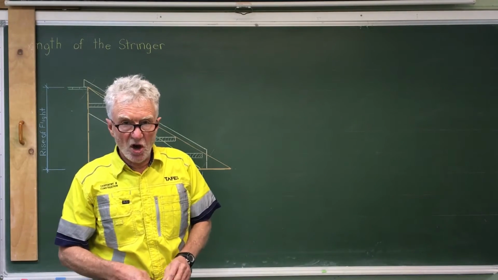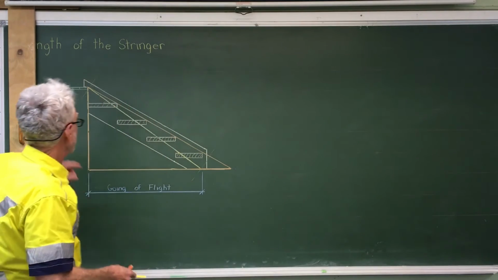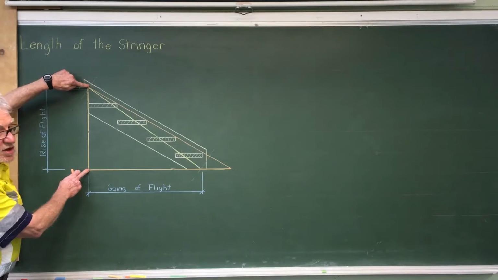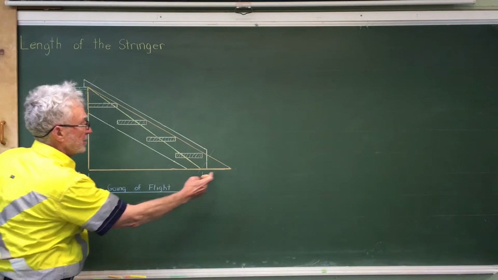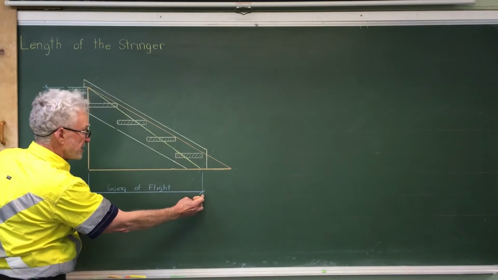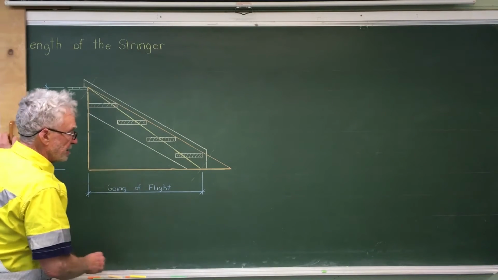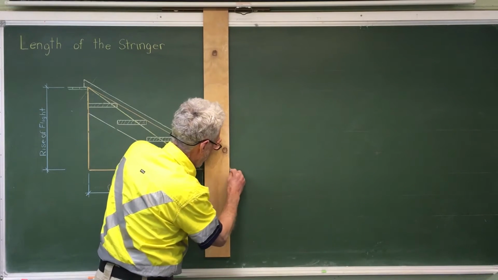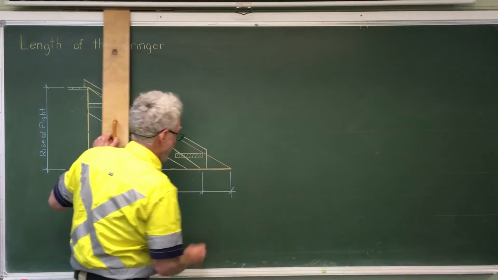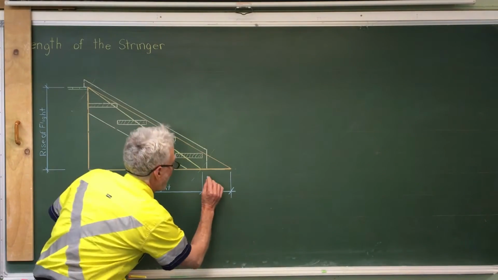We need to use the orange triangle in our Pythagoras calculation. That side of the orange triangle is the rise of flight. But this side is the going of flight plus this distance. How much is that distance? That distance is the going of step.